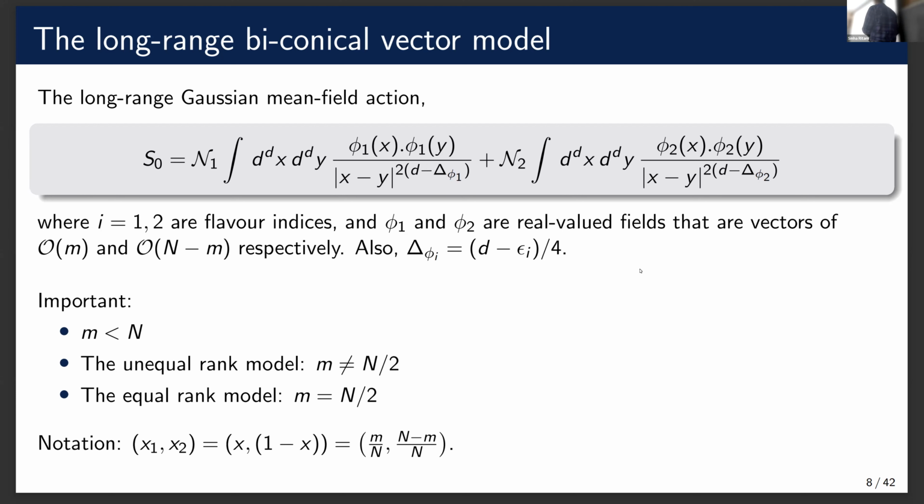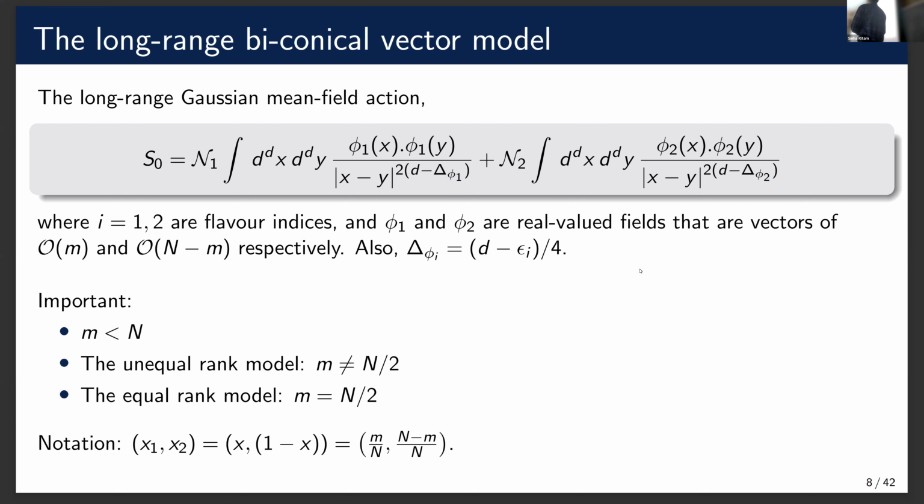It's important to remember that the M that we choose is always smaller than N. And typically we'll also try to keep it less than N over 2. When M is equal to N over 2, we have what is usually called the equal rank model. And when M is less than N over 2, not equal to it, we have the unequal rank model. And this is the one that will be of greater interest for us.